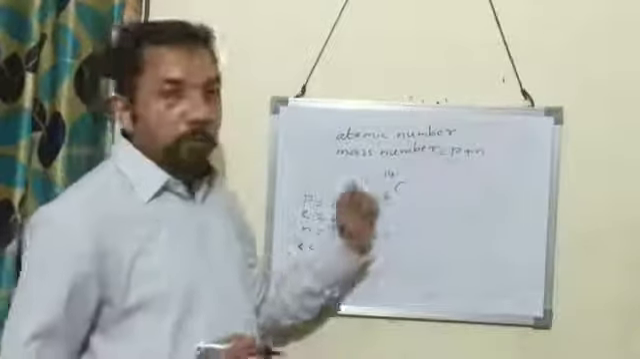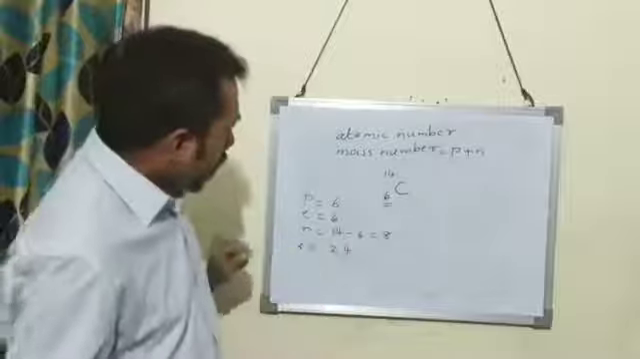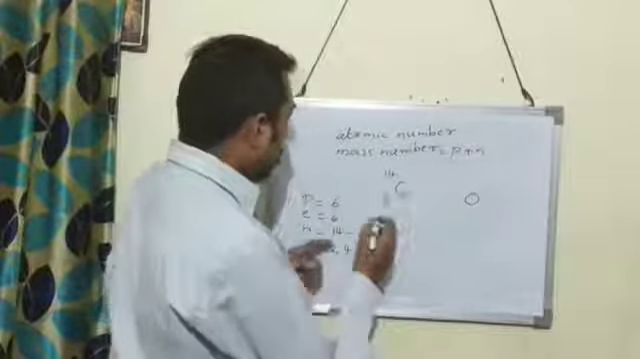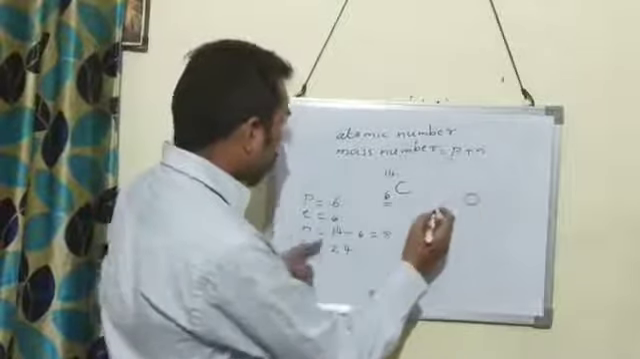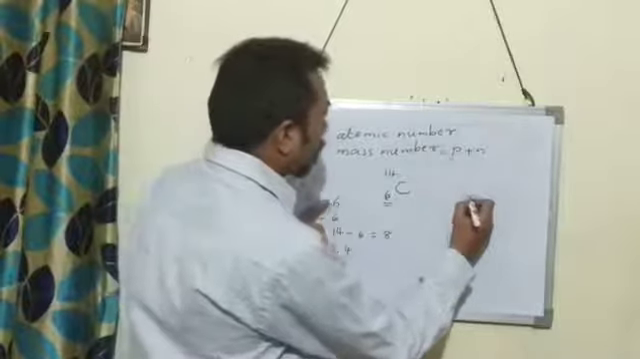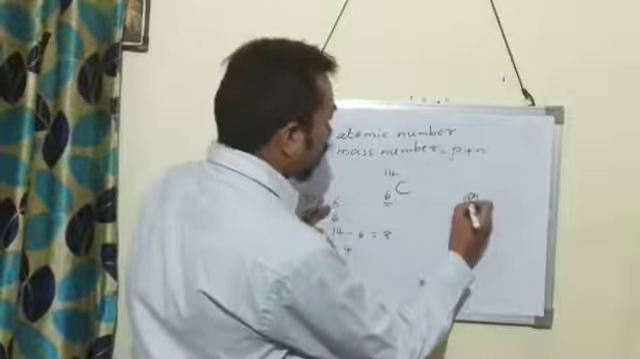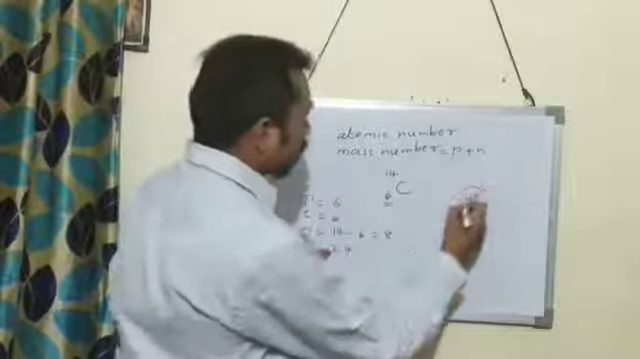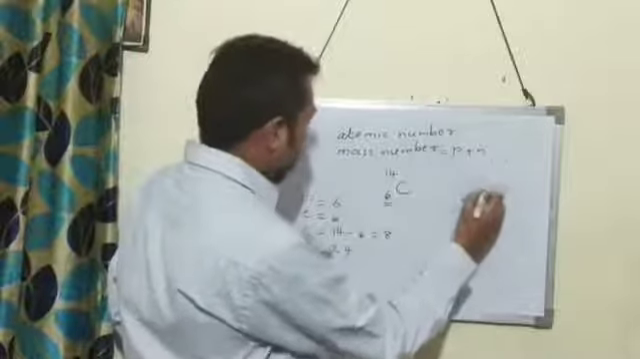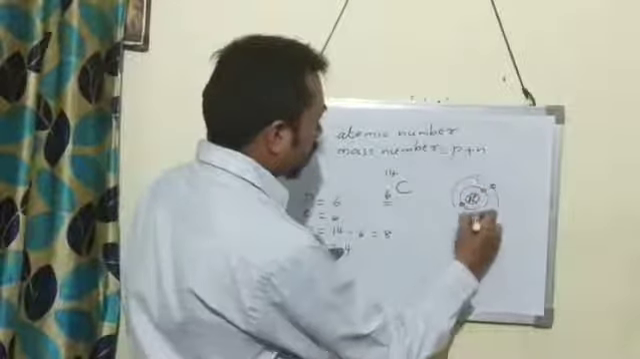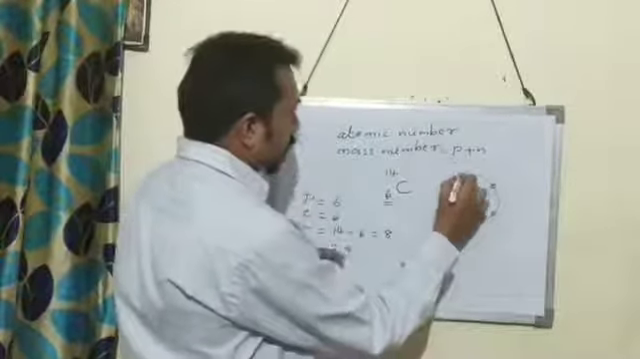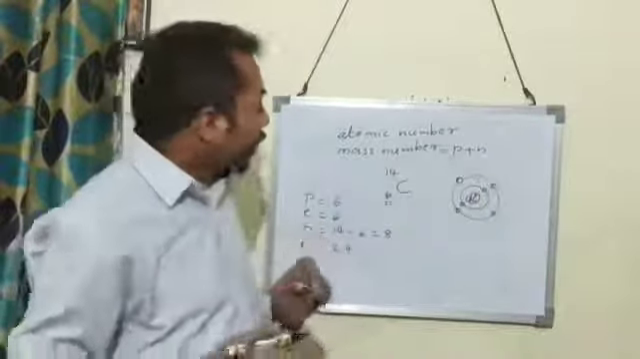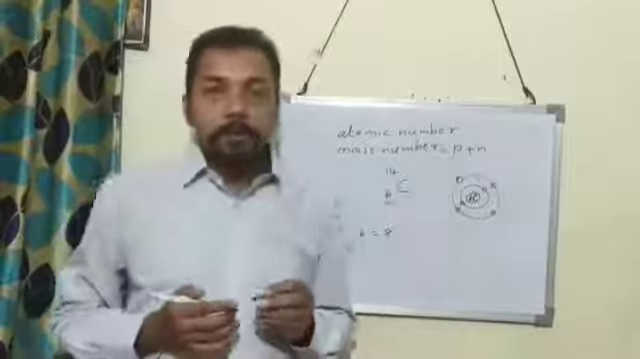Then you know how to draw the atom model. So first you have to write the nucleus. Inside the nucleus you have to write the number of protons and neutrons: 6 protons and 8 neutrons. Then electronic configuration, first orbit 2 electrons. Then next orbit there are 4 electrons. So this way we draw the structure of the atom. So this one you studied in previous classes.